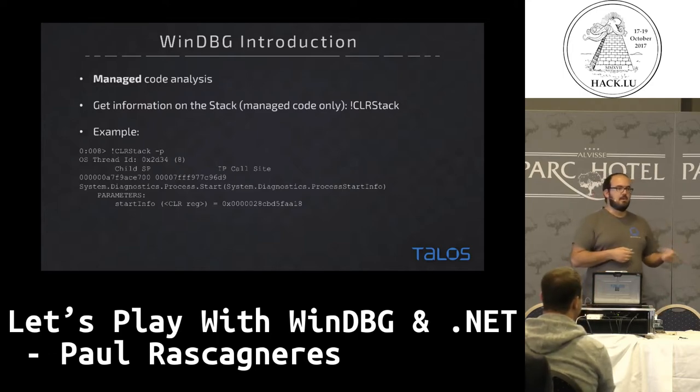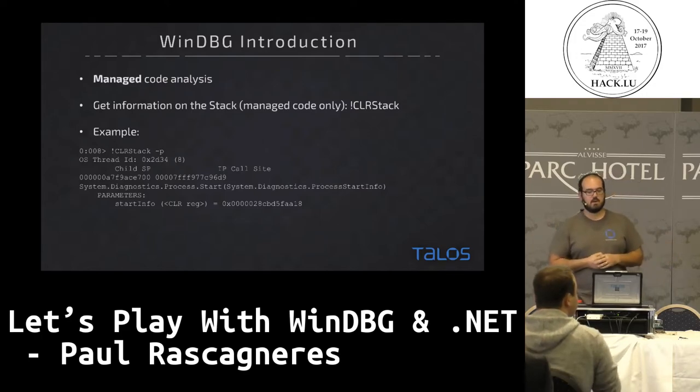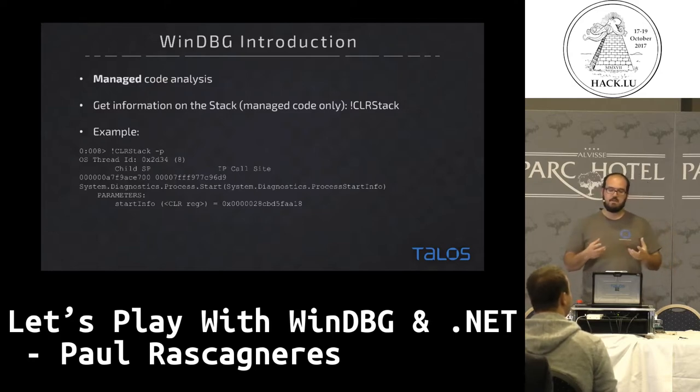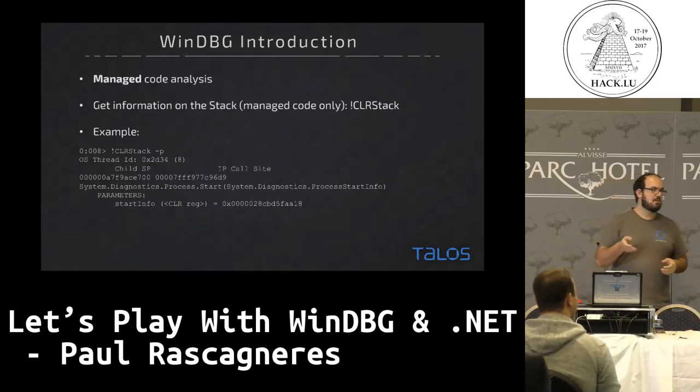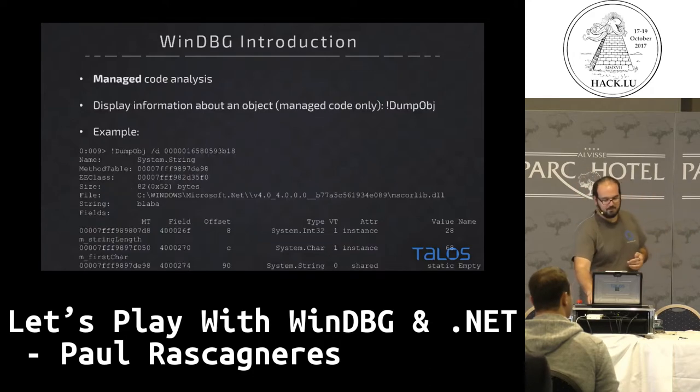If you are used to debugging C or C++ applications, you often play with the stack to get arguments, for example. You have the same kind of thing on .NET applications, and you can use CLR stack with -p in this case, and you will have the stack of a .NET application. Typically, I will use it to get arguments. The first argument, the second argument, they will be on the .NET stack.